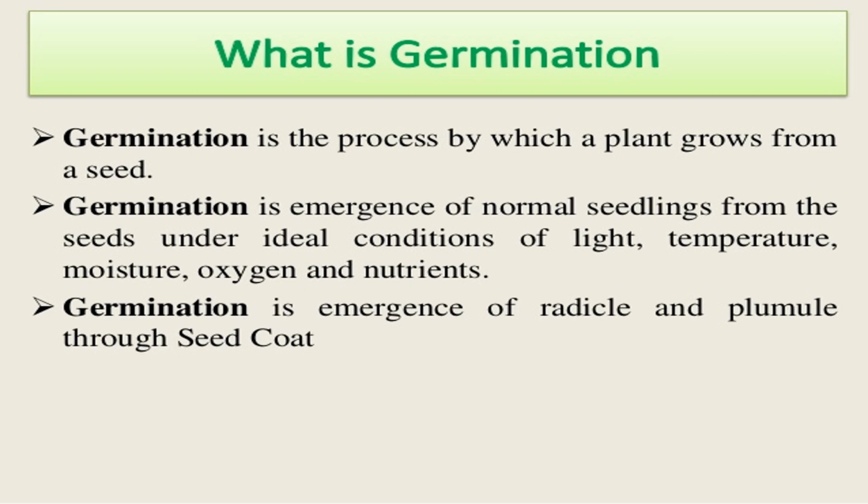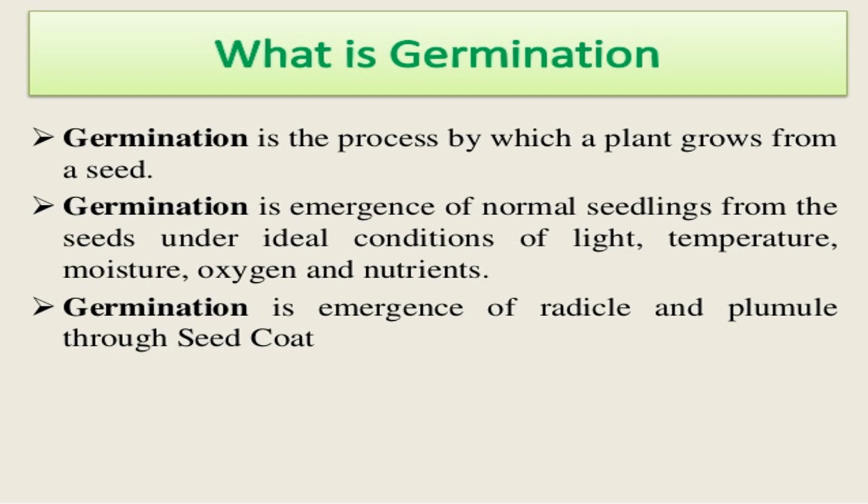What are those conditions? Proper light, proper temperature, moisture, oxygen, and nutrients are required. If all these conditions are provided to the seed, then only the baby plant or seedling will emerge from the embryo or from the seed. Or we can say that germination is an emergence of radicle and plumule through the seed coat.